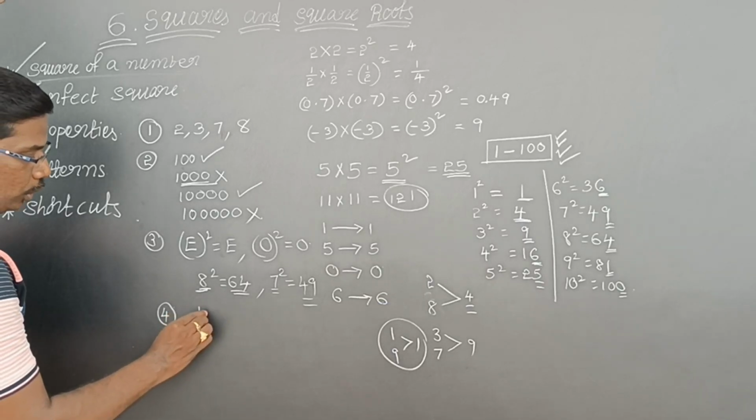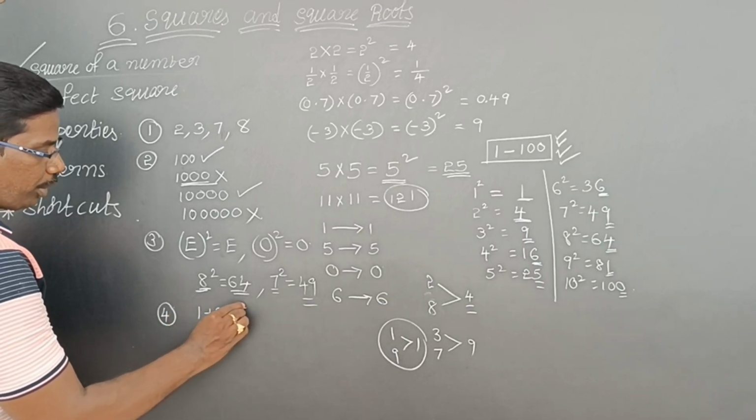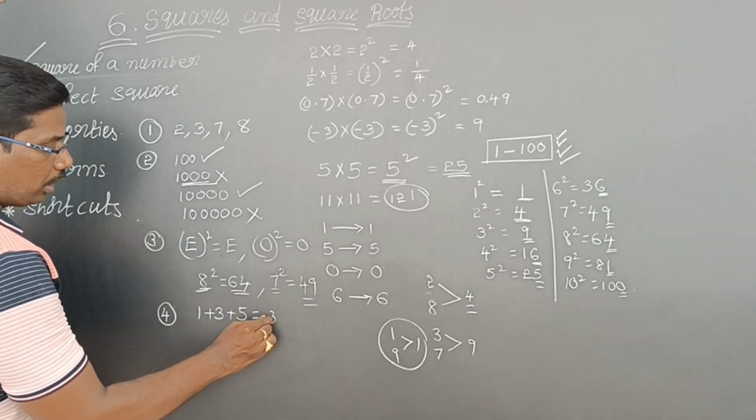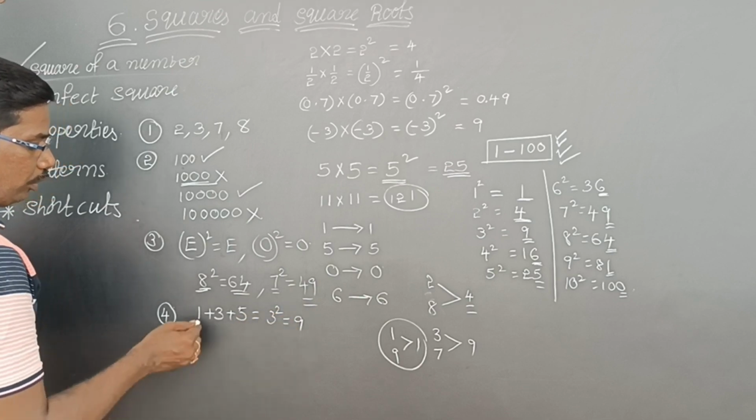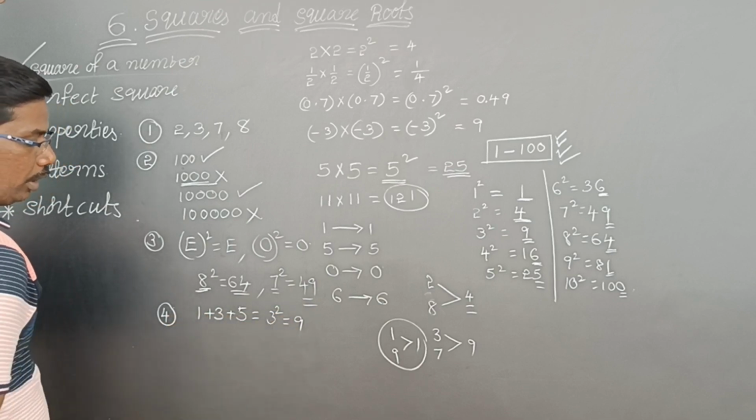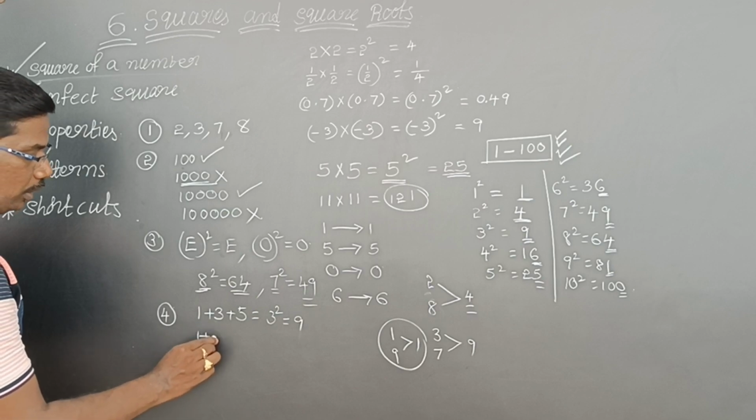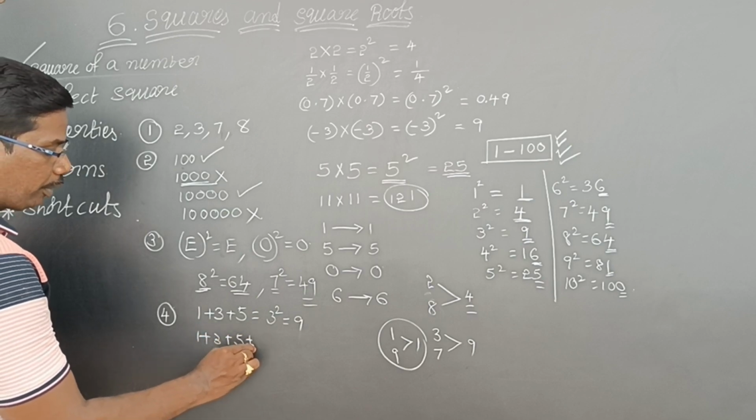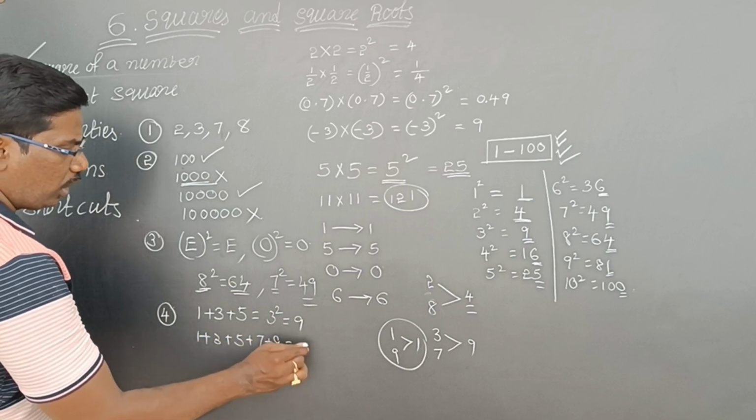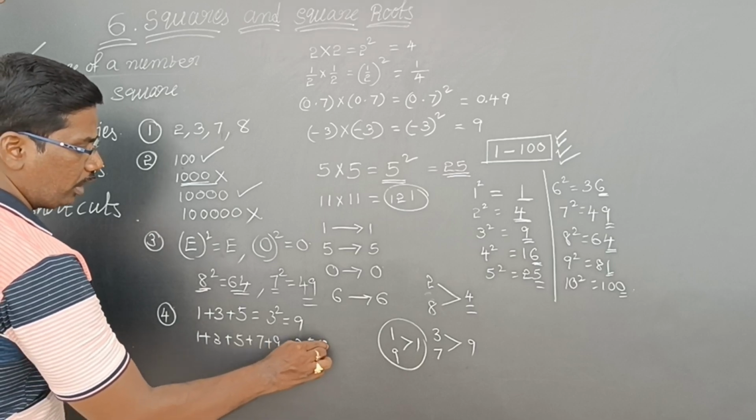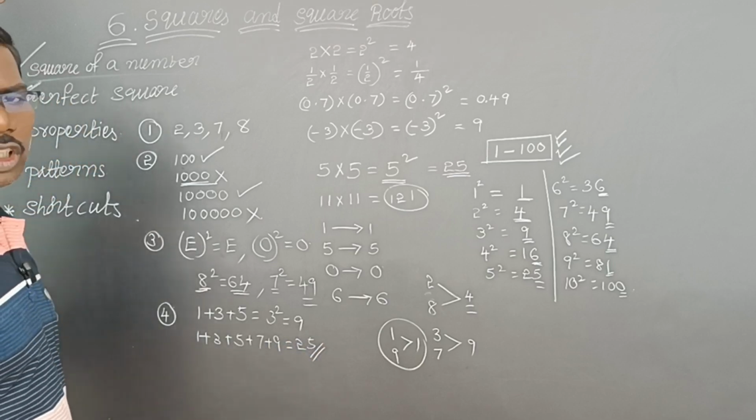Let us see here. So 1 plus 3 plus 5. I am taking 3 odd numbers, means 3 square, that is 9. Now let us see, 1 plus 3 is 4, 4 plus 5 is 9. Now I am taking 5. So 1 plus 3 plus 5 plus 7 plus 9. So without adding, I can say the answer is 25 because 5 square. So the shortcut is 5 square.